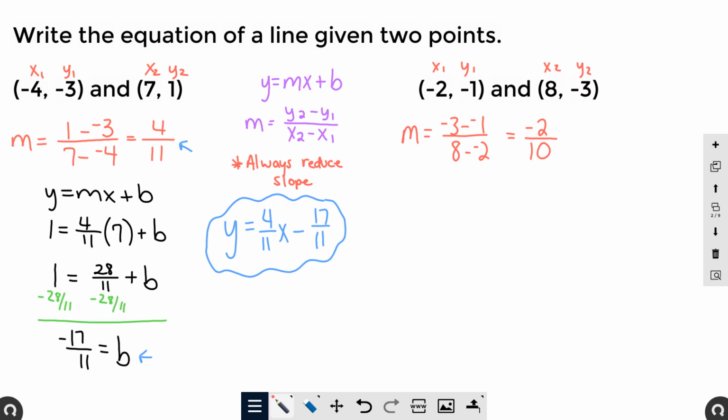Now, negative 2 over 10 can be reduced, right? What can that reduce to? Negative 1/5. If you're ever unsure, type it in your calculator and hit math enter. So you want to evaluate the numerator first, then the denominator, and then simplify.